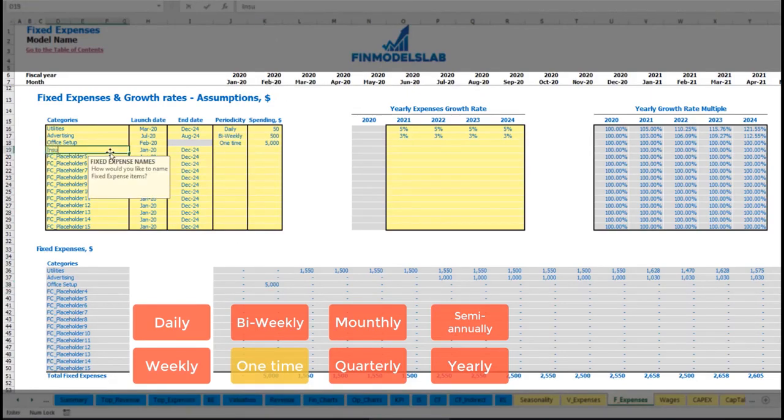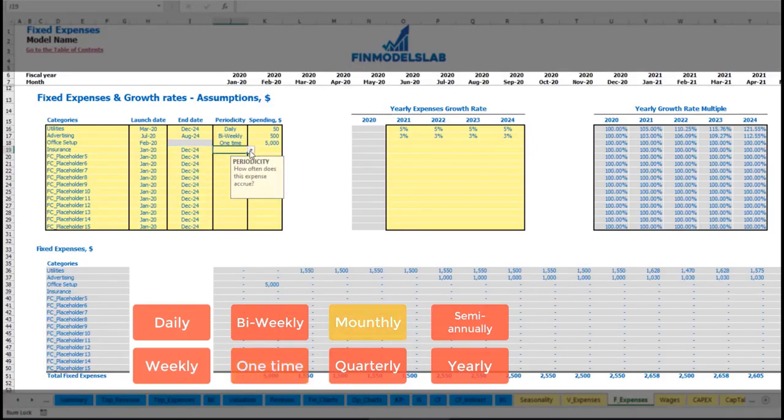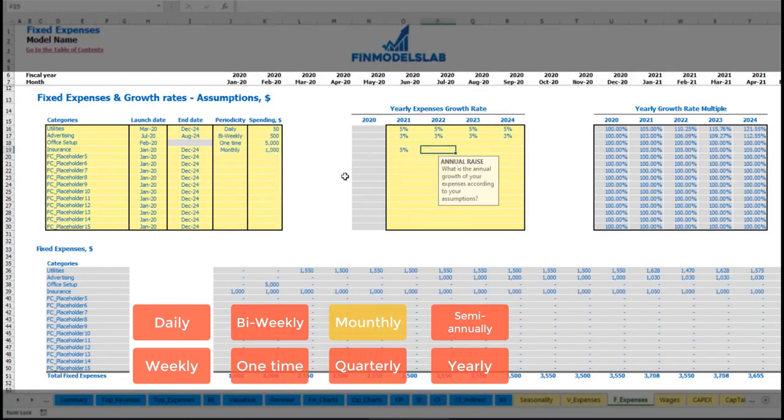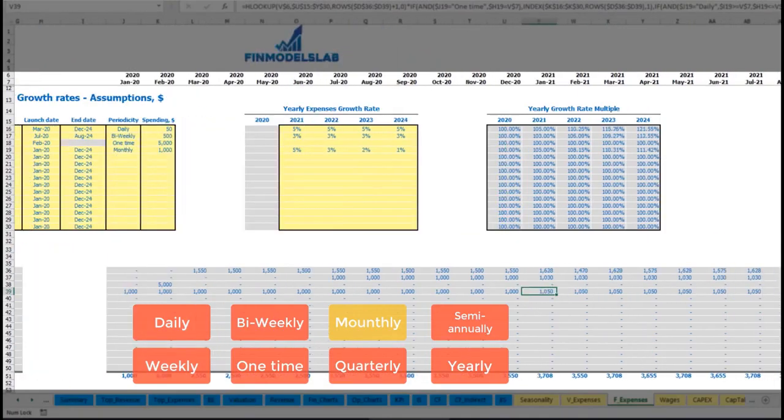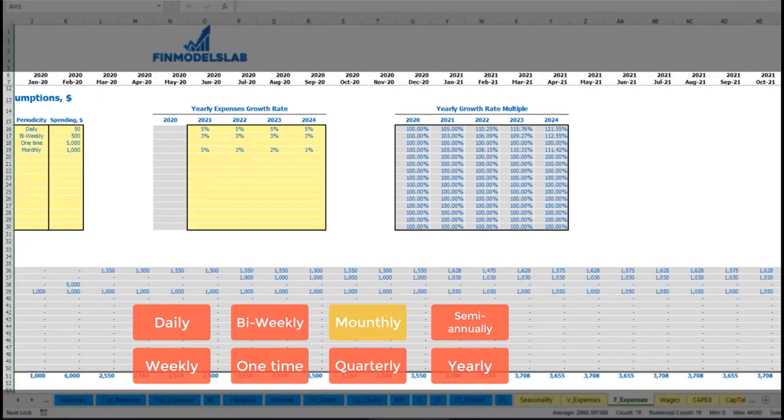Another option, insurance, let it be start from January 20 till the end of the model, and it can happen monthly with $1000 per month, with 5% of growth first year, 3% of growth second year, 2% of growth third, and 1% year number 4. So you may see this calculation here. Starting from January 21, it will grow for 5%, which is $50. And starting from January 22, it will grow for 3%, which is additionally $32.